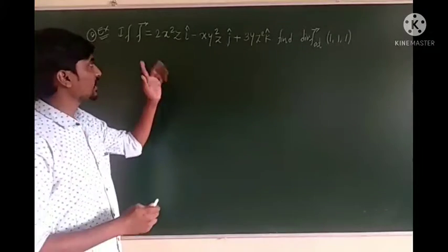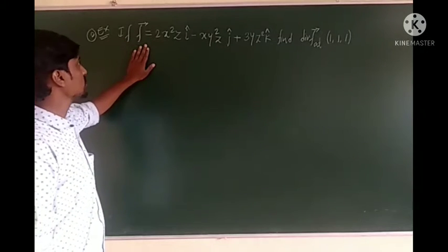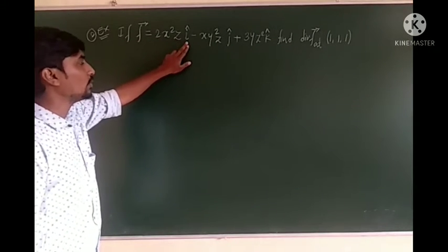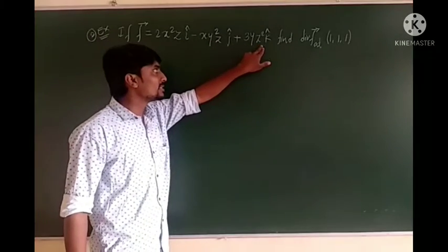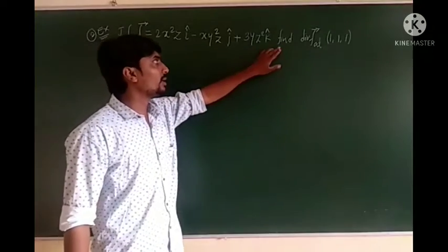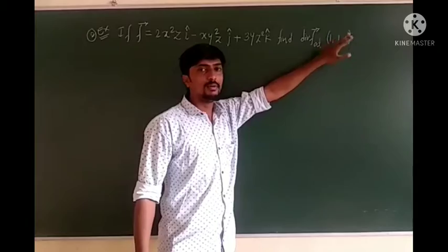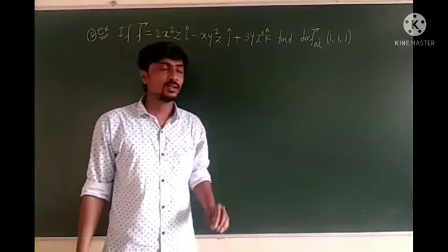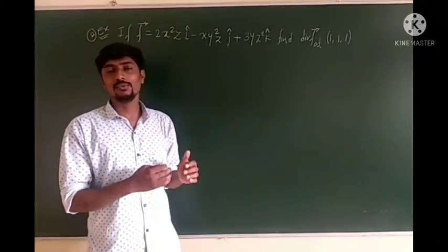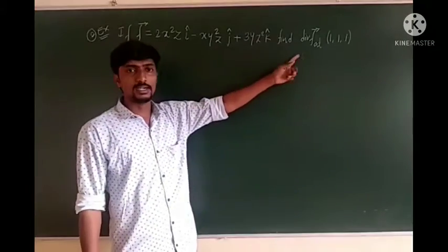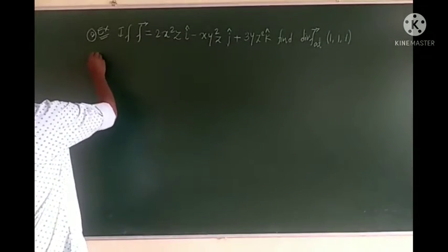So let's talk about the second example here. Given that the vector function f is 2x square z into i cap minus xy square z into j cap plus 3yz square into k cap, find the divergence of the vector function at (1, 1, 1). So they have given the values for x, y, z. We have to put those values of x, y, z after finding the divergence of f. Now write down the solution here.